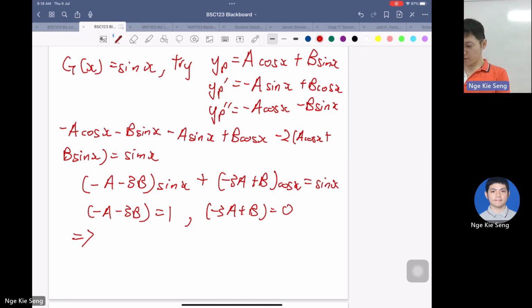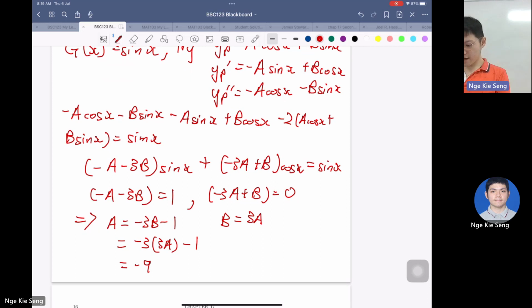Okay, so on one hand, you get b equals 3a. Then on the other hand, you get a equals minus 3b minus 1. So you substitute b as 3a. And then what do you get? You get minus 9a minus 1. Then you get a equals minus 1 over 10. In this case, b is minus 3 over 10.